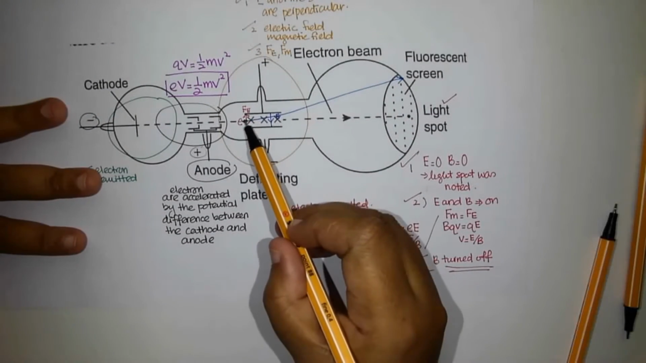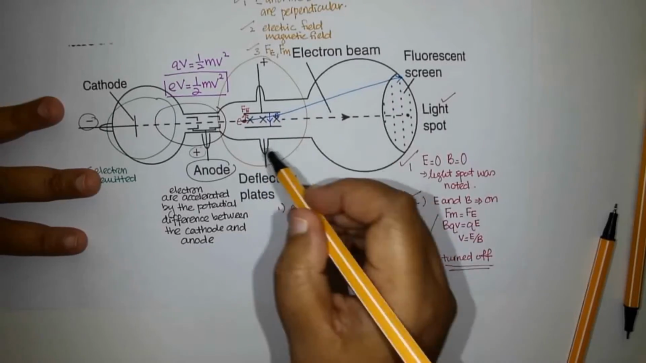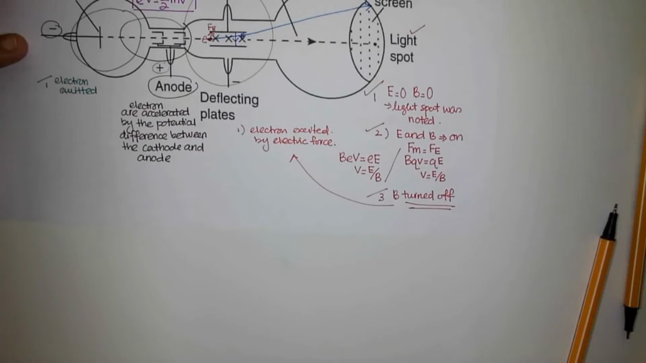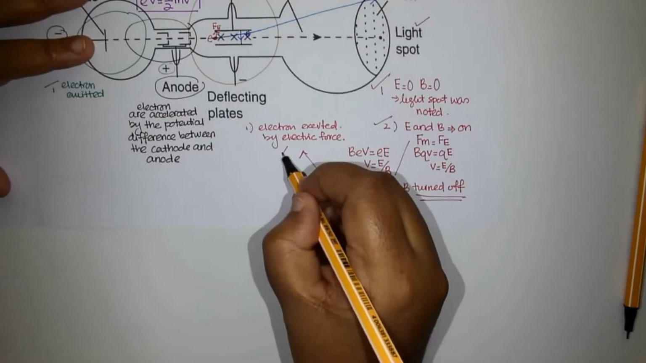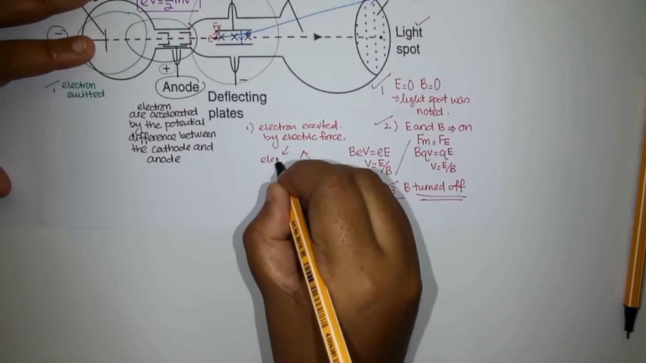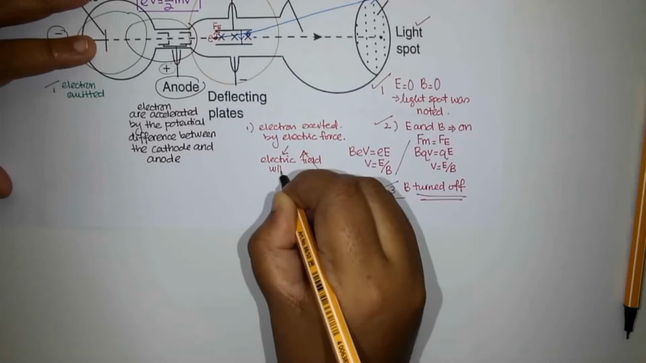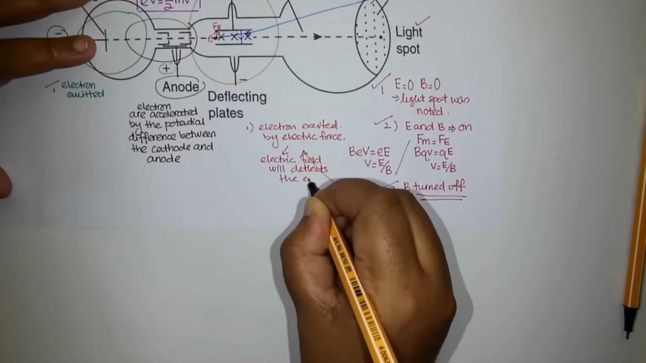It will be deflected, it will hit straight on the fluorescent screen. Alright, so it will look something like that. So what can we say? The electric field will deflect the electron beam. The electric force, or the electric field, will deflect the electron beam.